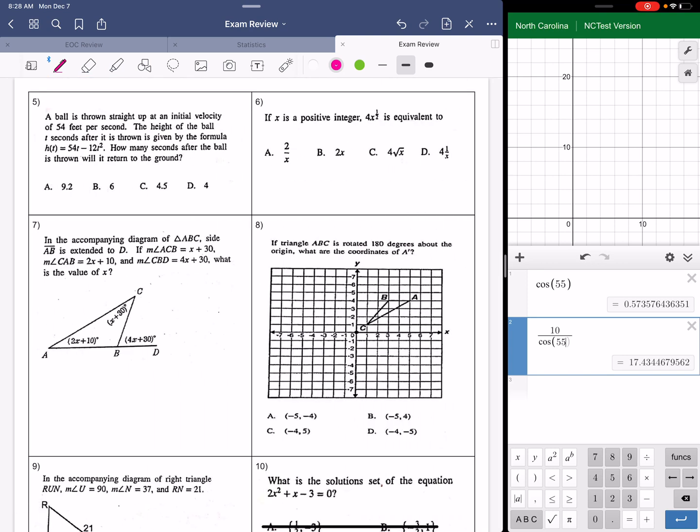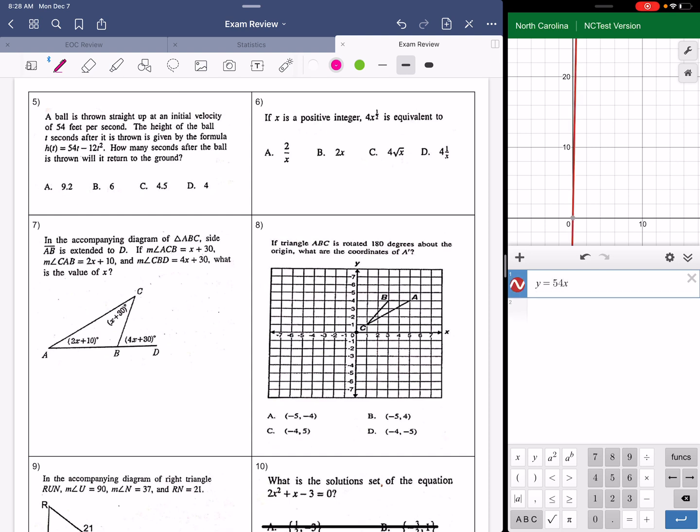Number 5, a ball is thrown straight up at an initial velocity of 54 feet per second. We have a function that represents that, and we want to know after how many seconds after the ball is thrown will it return to the ground. So basically we're looking for a positive x-intercept. So I'm going to type into Desmos y equals 54x minus 12x squared.